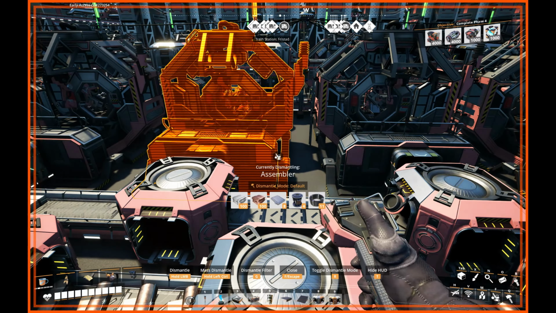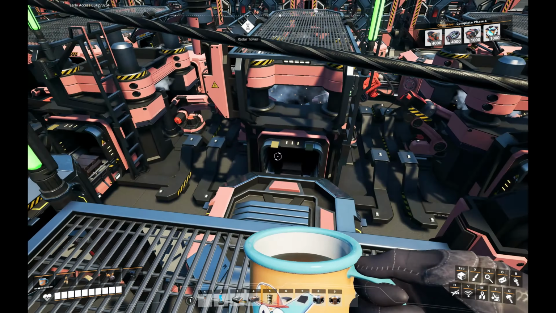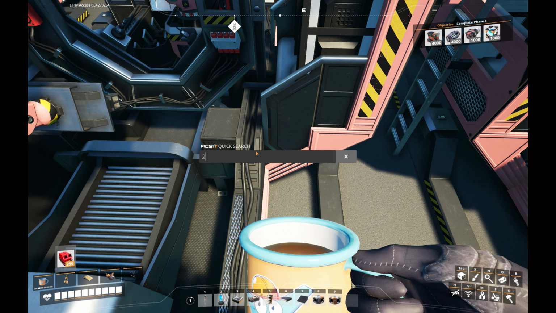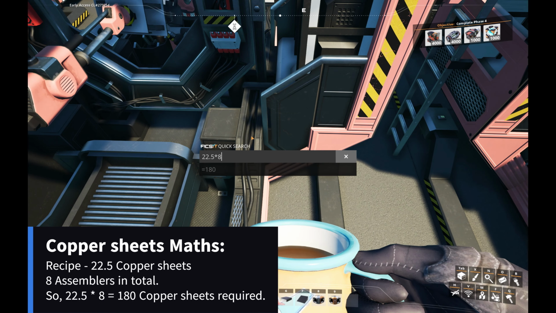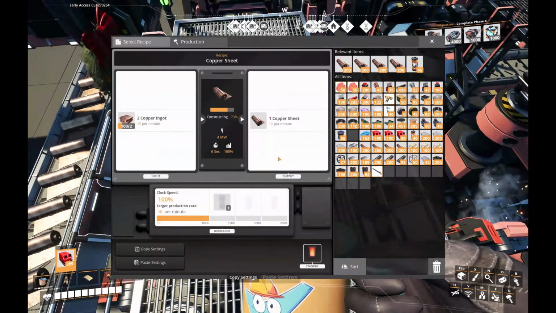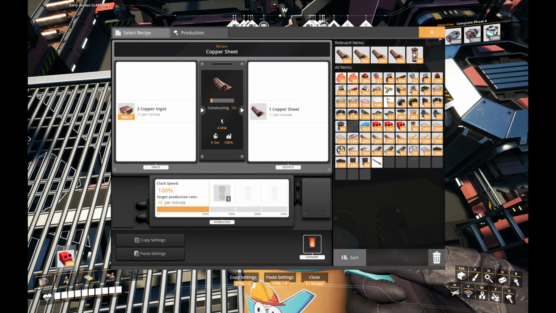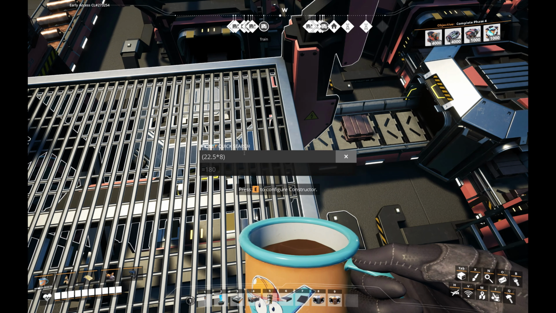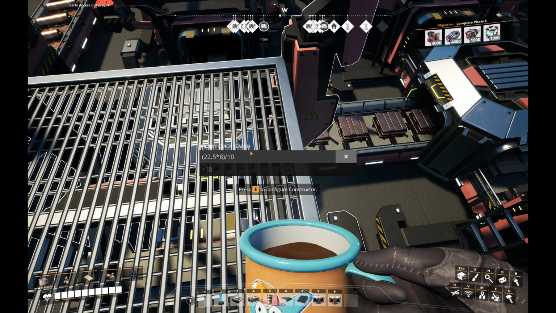This is step 8 where aluminium sheets are being made. So, for the step 9 maths, we need to know how many copper sheets are required in step 10. Since the recipe takes 22.5 and we have 8 assemblers, 22.5 times 8 equals 180 copper sheets. Our copper sheets recipe outputs 10 copper sheets per minute. So 180 divided by 10 is 18. We need 18 constructors in total.